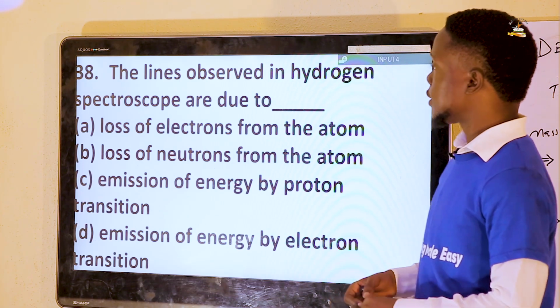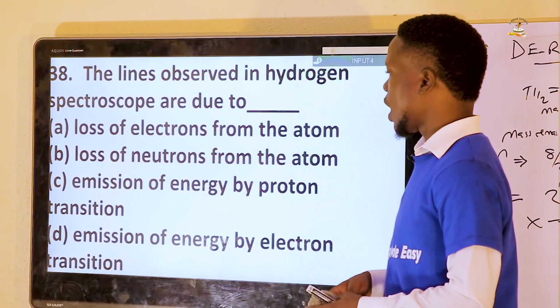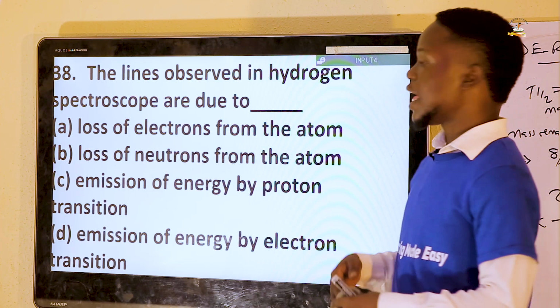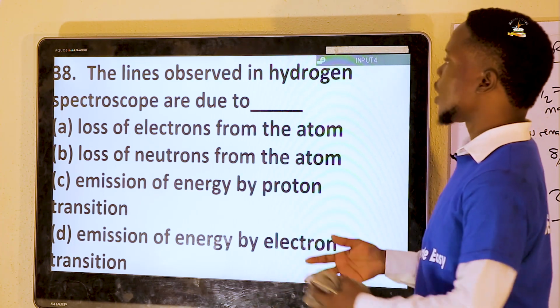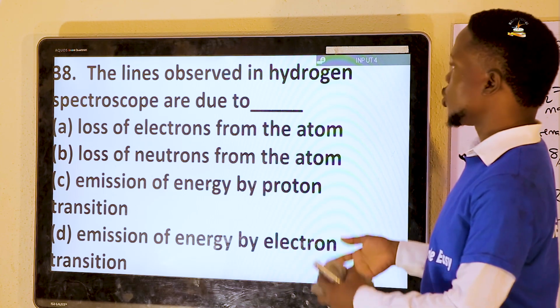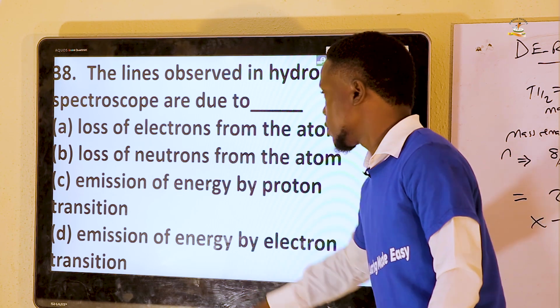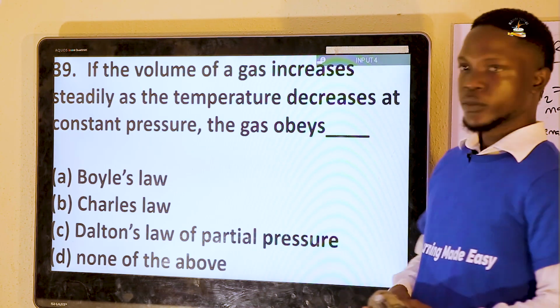Number 38. The lines observed in hydrogen spectroscope are due to the emission of energy by electron transition. That is the lines observed in hydrogen spectroscope. So the answer is option D. Option D is the right answer. Emission of energy by electron transition.